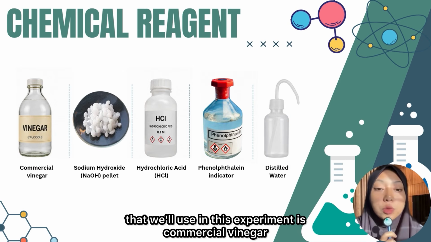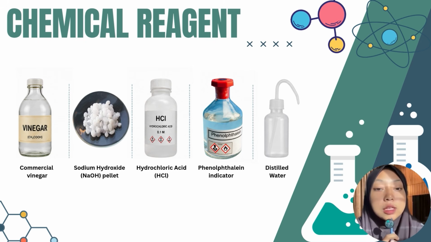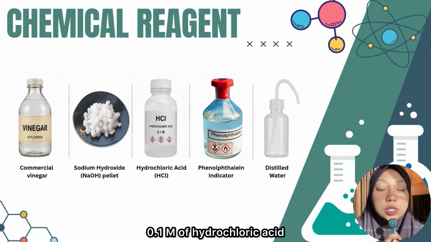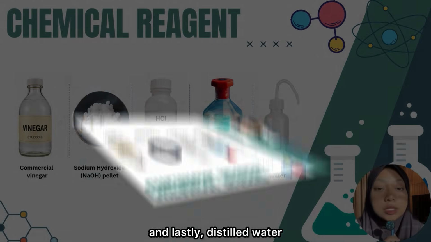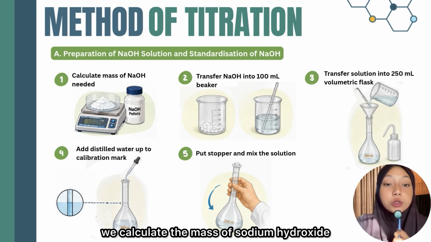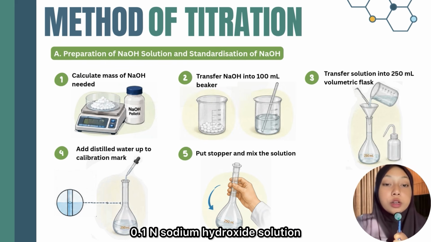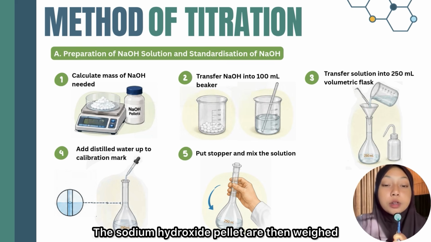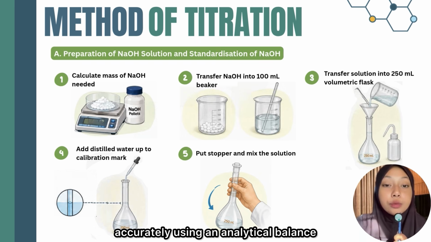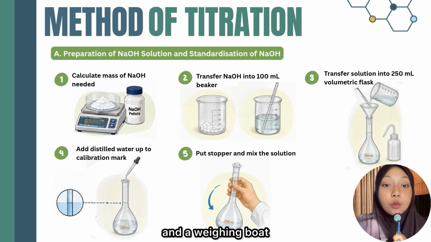The chemical reagents that we'll use in this experiment are commercial vinegar, sodium hydroxide pellets, 0.1 molar hydrochloric acid, phenolphthalein as indicator, and lastly distilled water. First things first, we calculate the mass of sodium hydroxide pellets required to prepare 250 ml of 0.1 molar sodium hydroxide solution. The sodium hydroxide pellets are then weighed accurately using an analytical balance and a weighing boat.